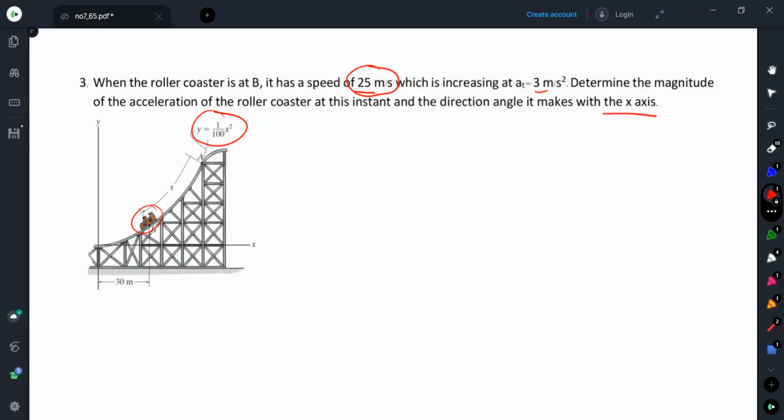Okay, in this problem, we know that the speed is given as 25 meters per second, and it's moving along the path. We already know the path equation here, and we have the acceleration. When we consider the motion of the car, it's the same as driving a car.